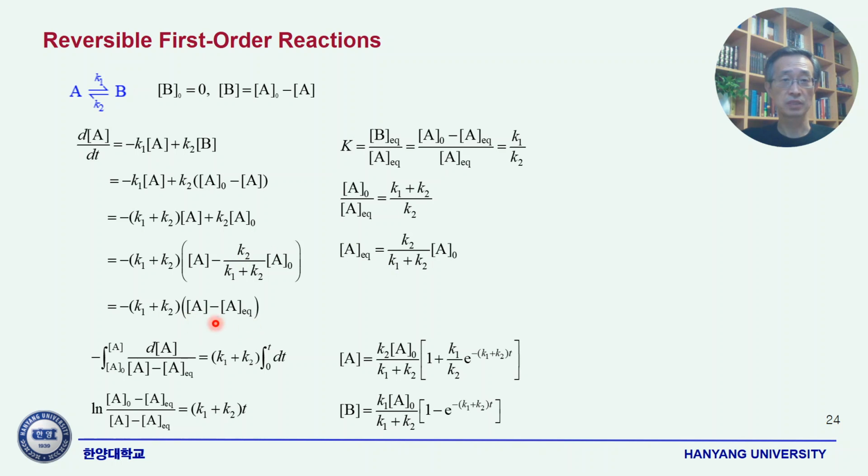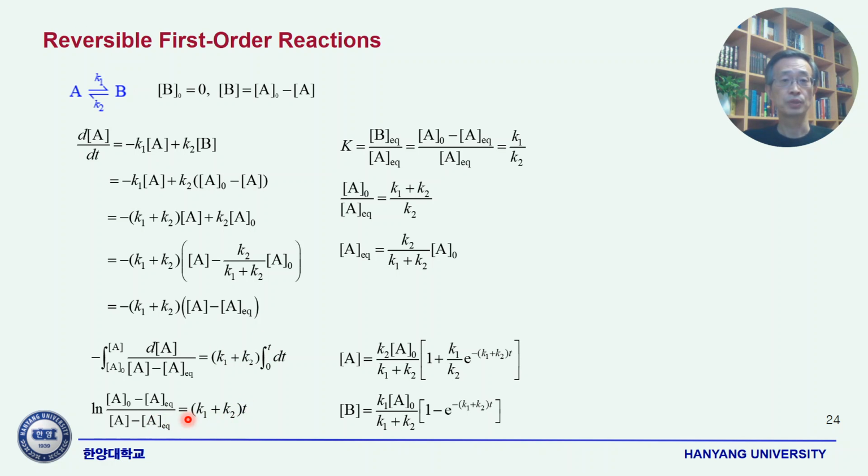So this is kind of neat in a way. dA/dt is equal to minus (k1 plus k2)(A minus A eq). Then we can integrate this directly, just as simple as a first order reaction. So ln, but in this case we have just the eq part. So ln[(A naught minus A eq) over (A minus A eq)] equals just the same as this, (k1 plus k2)t.